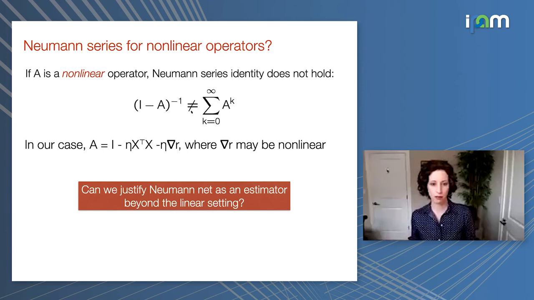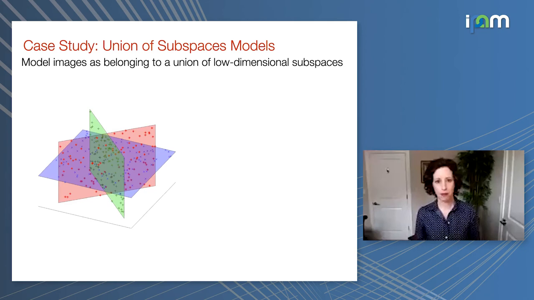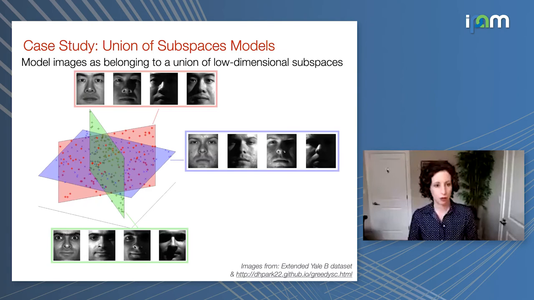In particular, I want to consider what would happen if our images, our betas, belong to a union of low-dimensional subspaces. This is a model that's been widely used in image processing and computational imaging. An early example corresponds to the Yale B face data set. But we're going to think about using this model to represent the space of possible images, or this image manifold that we're interested in. Now, we're not going to assume that we know what this union of subspaces is. We're still using exactly the same Neumann network that I described before. We're just going to ask the question: if all of our training data did lie on a union of subspaces, how would the Neumann network behave in that setting?